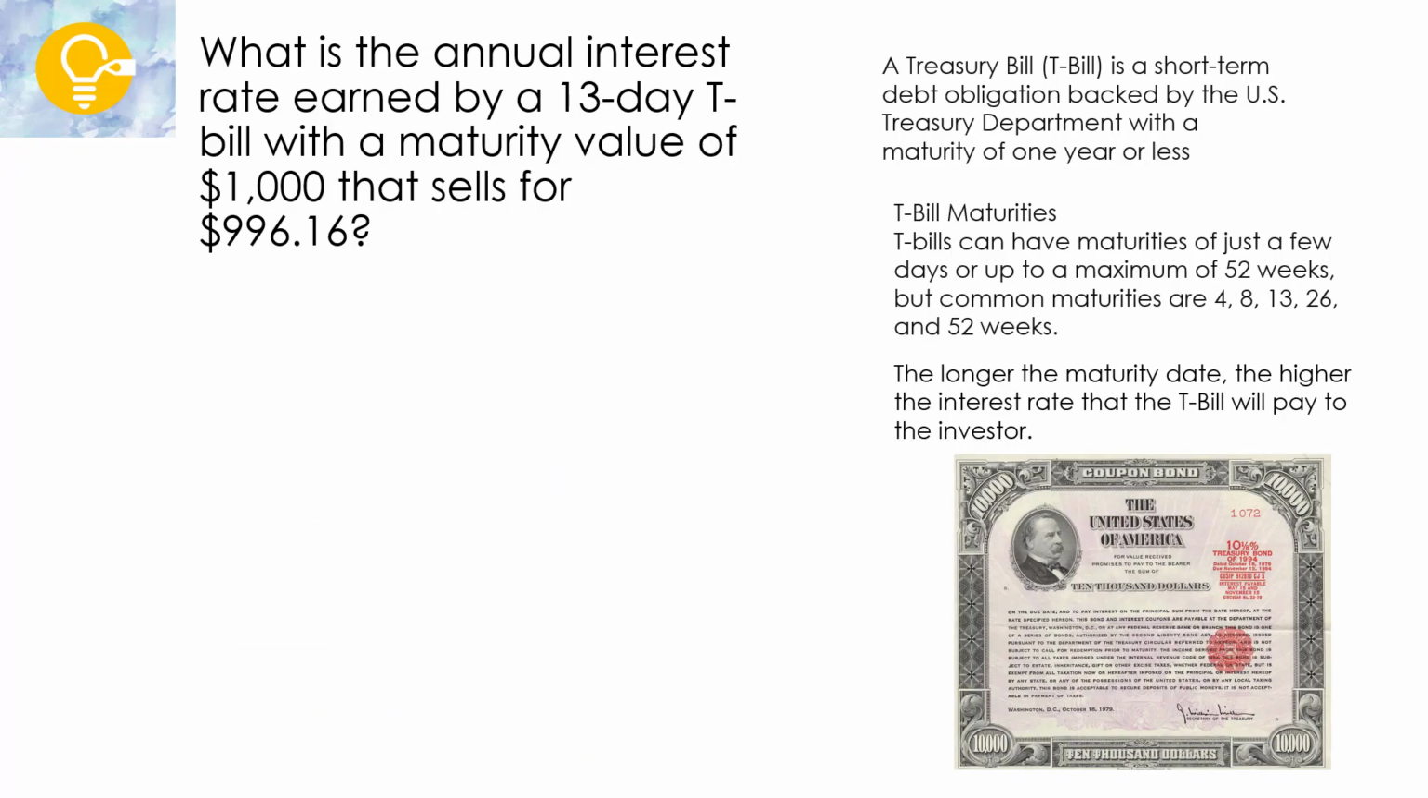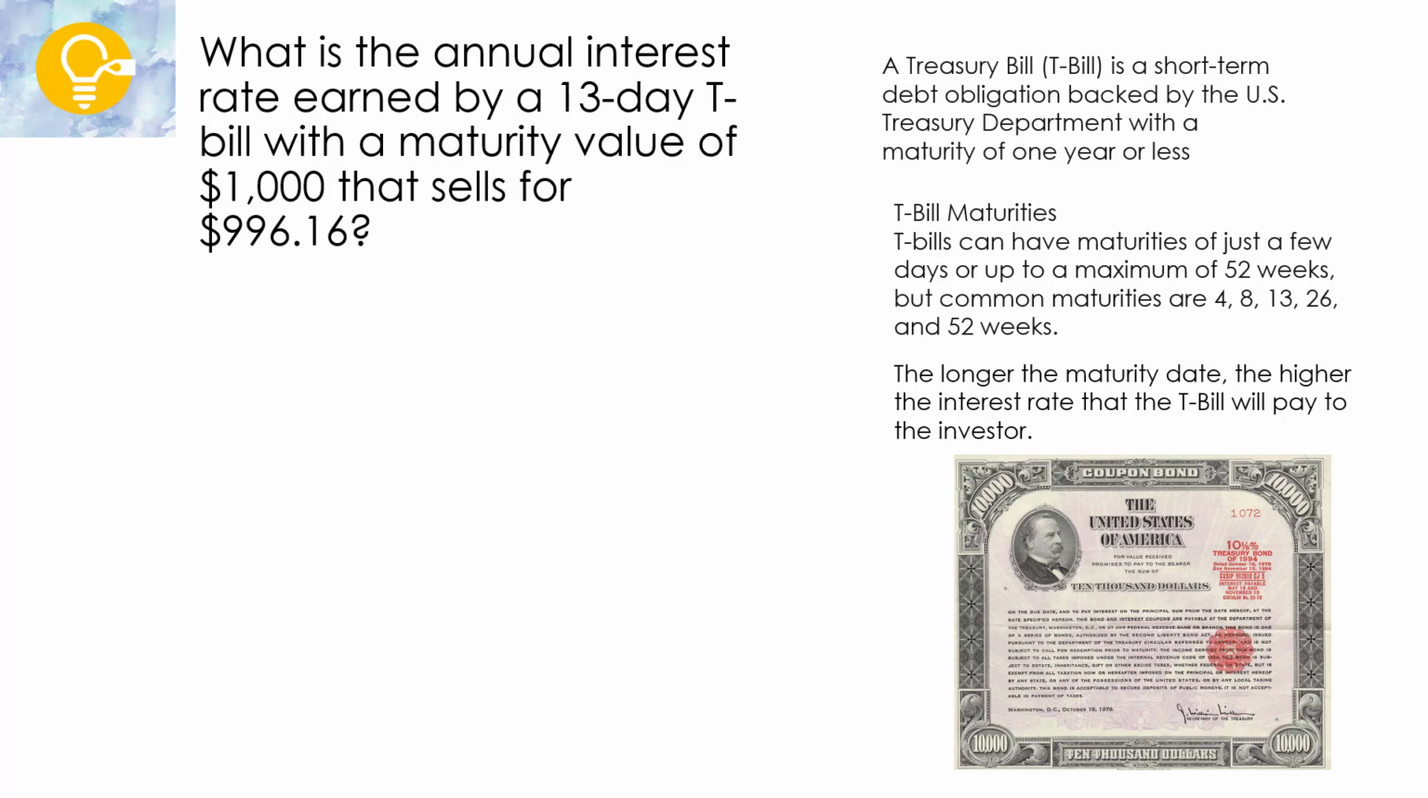What is the annual interest rate earned at a 13-week T-bill with a maturity value of $1,000 that sells for $996.16? A Treasury bill or T-bill is a short-term debt obligation backed by the U.S. Treasury Department with a maturity of 1 year or less. T-bills can have maturities of just a few days or up to a maximum of 52 weeks, but common maturities are 4, 8, 13, 26, and 52 weeks. The longer the maturity rate, the higher the interest rate that the T-bill will pay to the investor.